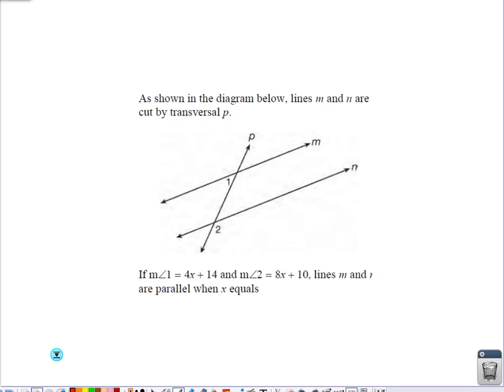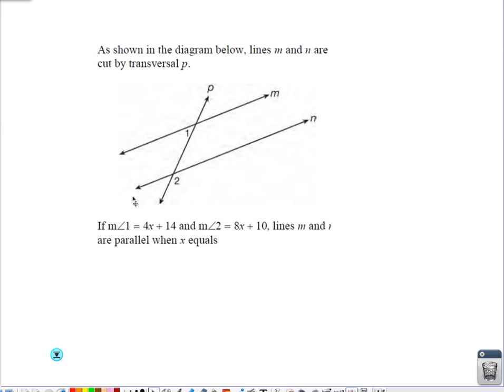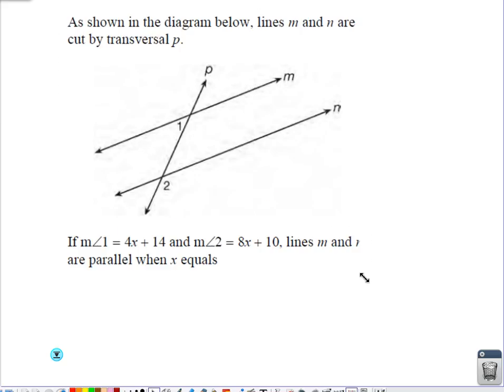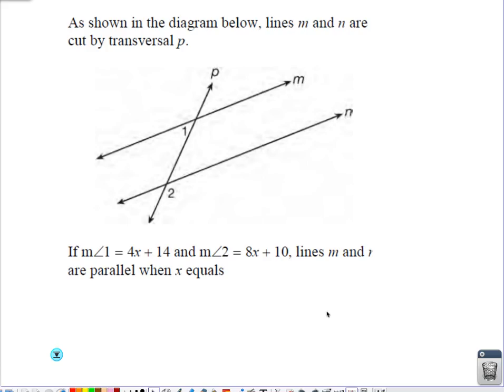Next problem. As shown in the diagram below, lines M and N are cut by a transversal P. If the measure of angle 1 is 4x plus 14, the measure of angle 2 is 8x plus 10. Lines M and N are parallel when x is equal to what? Okay, let's try to find the relationship. There is no special name for angle 1 and 2. I'll rotate that. But there is a special name for angle 1 and this angle.